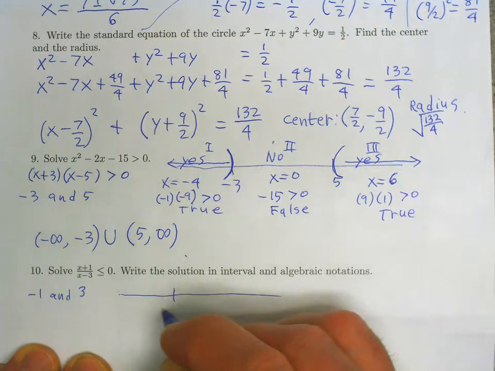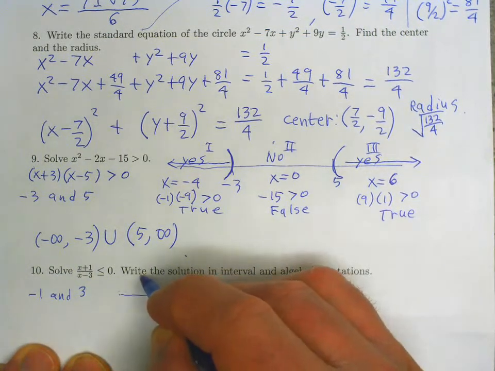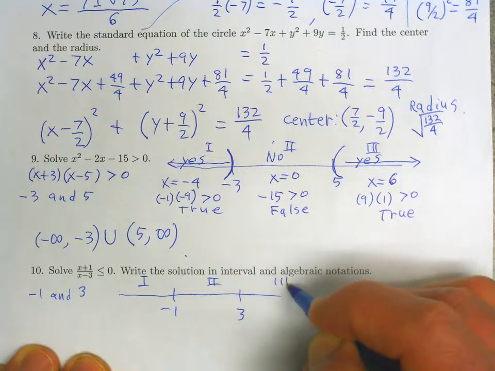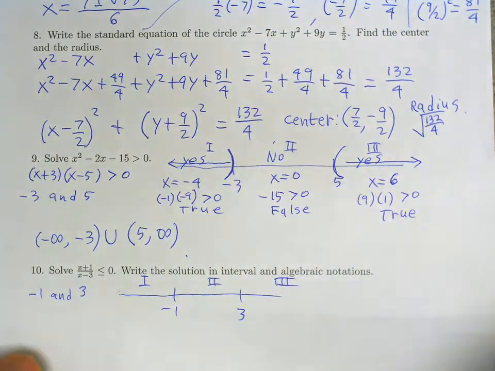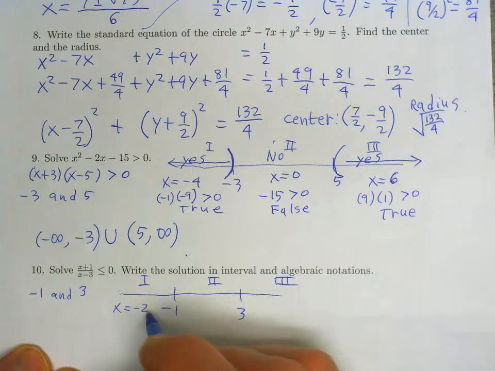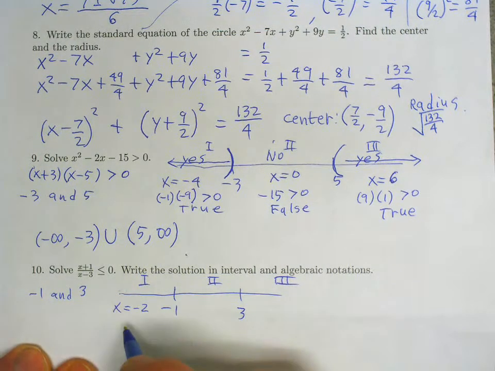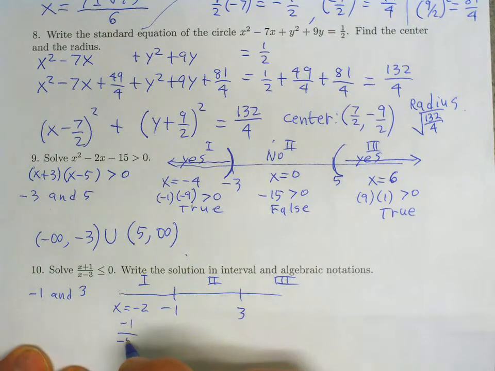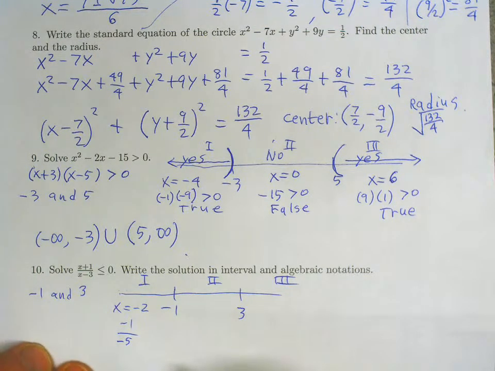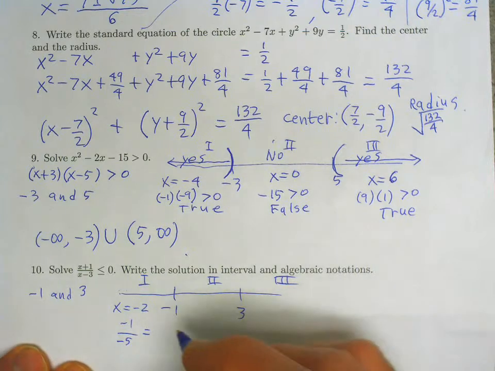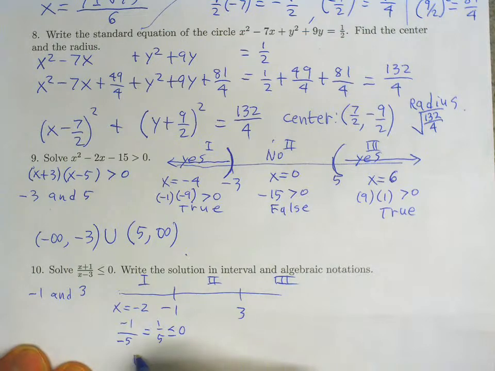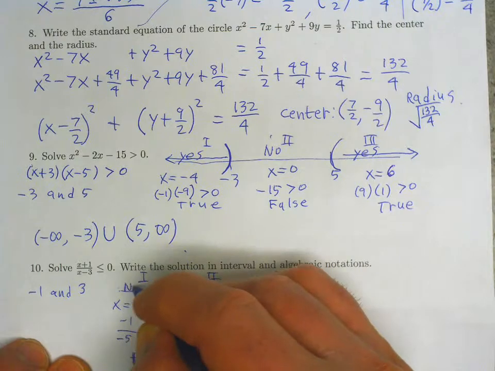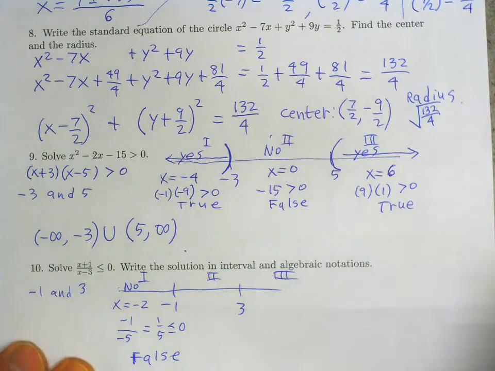Okay, we plot the numbers -1 and 3. We have 3 intervals to test. So in the first interval on the left, pick x to be -2. So in the numerator, -2 plus 1 is -1. In the denominator, -2 minus 3 is -5. This is a positive number. -1 divided by -5 is 1/5. The inequality less than or equal to 0, though, is false. So none of the numbers from -infinity to -1 are solutions.